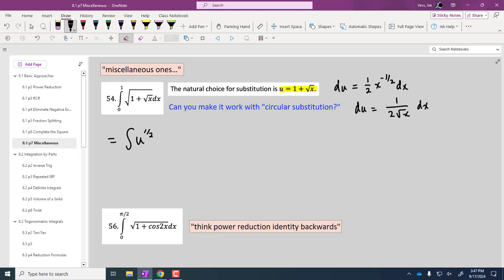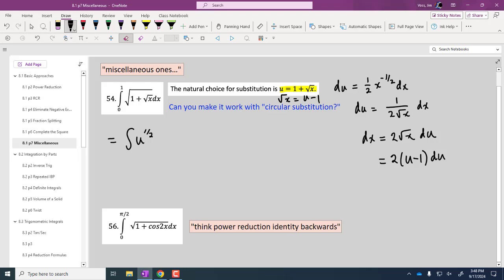Then we have dx. So if we isolate dx over here, dx is going to be 2 root x du. Now, that's what we want to put right here. But we know that we have to have only u in there. So what we do is look back to here, and root x, if we isolate root x, that's going to be u minus 1. So this is going to be 2 times u minus 1 du. Everyone see that? So this root x here gets replaced right there with u minus 1. Now we have what we need. So 2 times u minus 1 du.